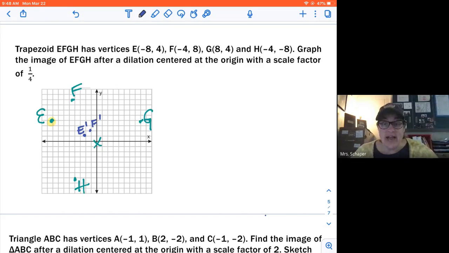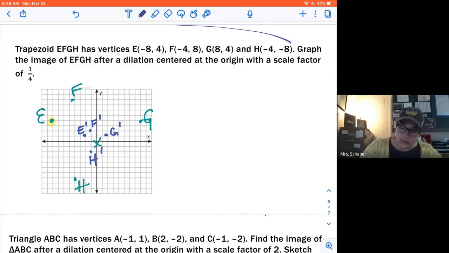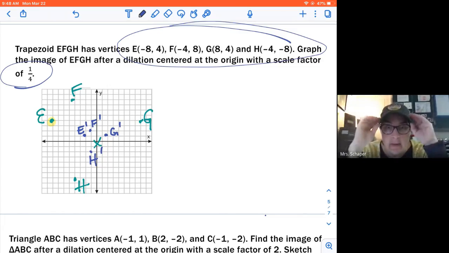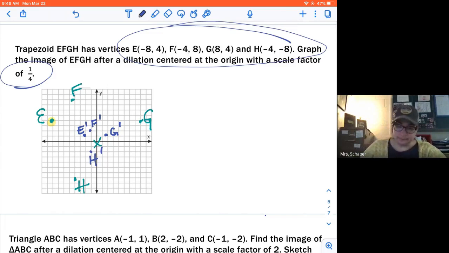And then G has 8, 4. That's going to be 2, 1. So this is going to be G prime. And then H prime is going to be -1, -2. That's H prime. All right, so that's how we do it. We take all of these ordered pairs and we multiply the x and the y value by the scale factor if it's off the origin.